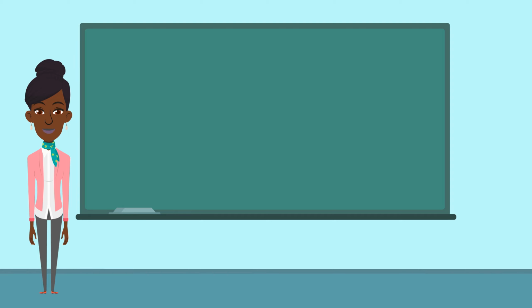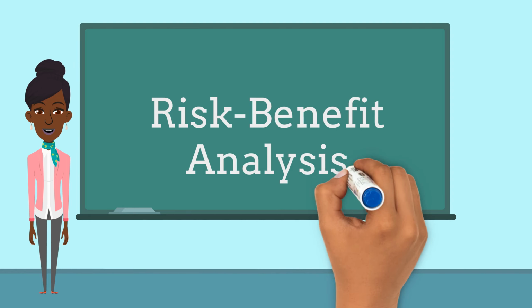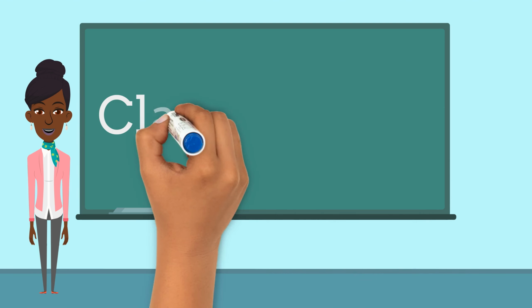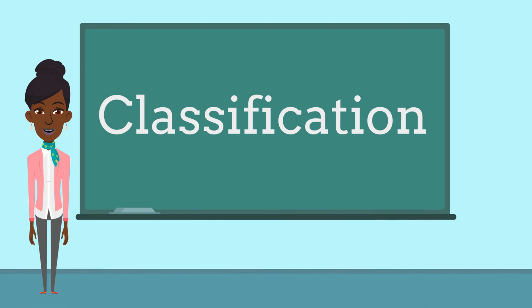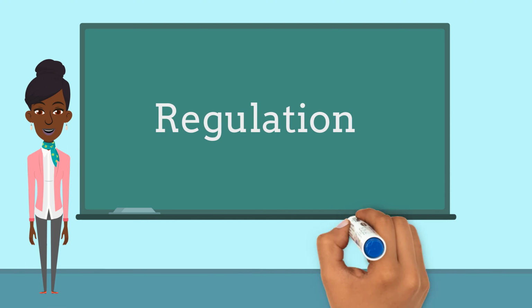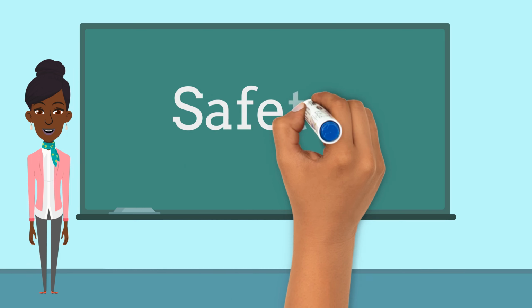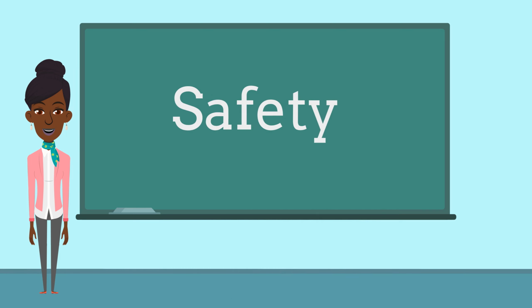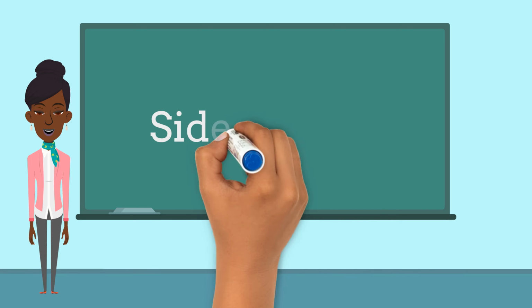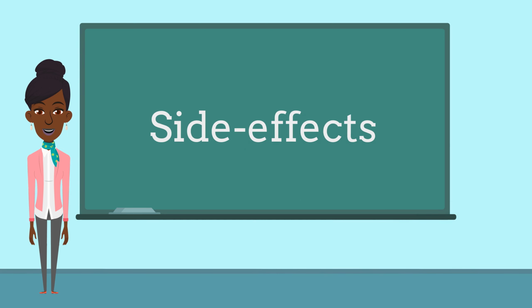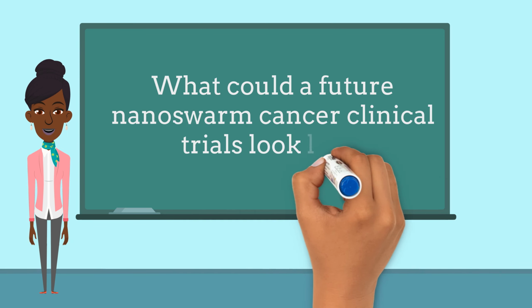In this module, we've looked at the risks and benefits of nanoswarms, as well as uncertainties of how to classify nanoswarm medicine. Would this be a medical device, drug, or something else? We've looked at several questions around regulation and safety, with key questions being how should this be regulated, how do you measure safety, and what counts as a side effect. In the next module, we'll look at what a future nanoswarm cancer clinical trial could look like.